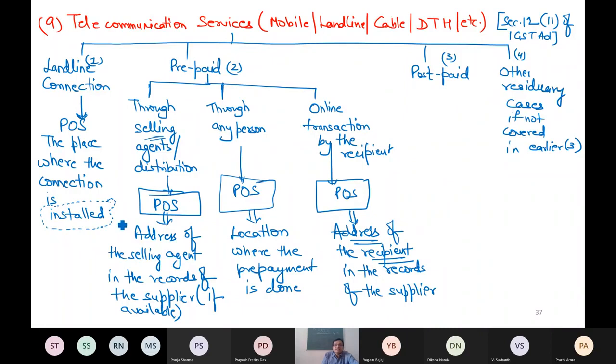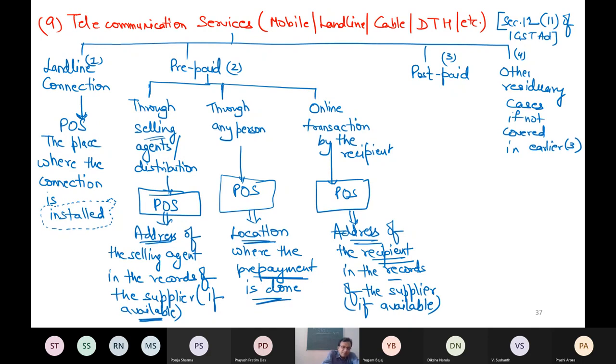If it is through a selling agent, then the address of the selling agent is the place of supply, provided this address is available. In case the address is not at all available, how can I tell the place of supply? If through online transaction, then your address, of course, here also by default my assumption is if available. And through another person, then of course everyone knows it. So here I will not write if available, because everyone knows where the payment is done.